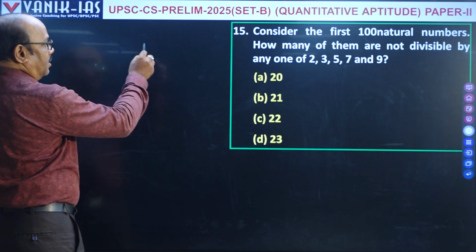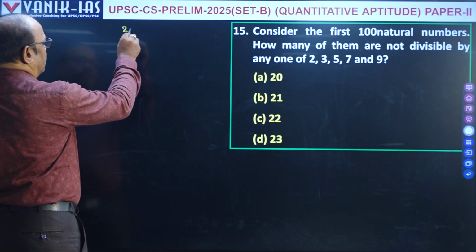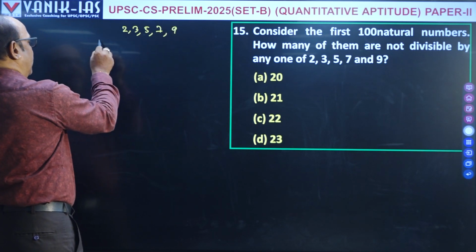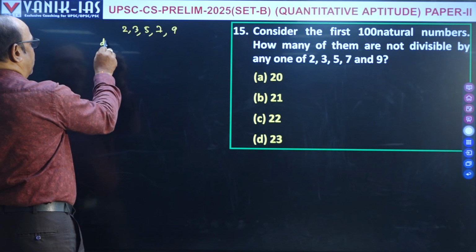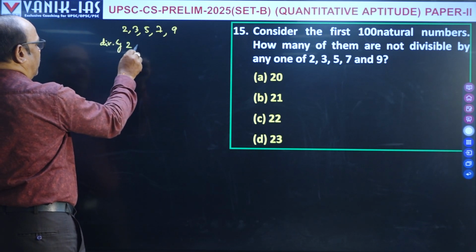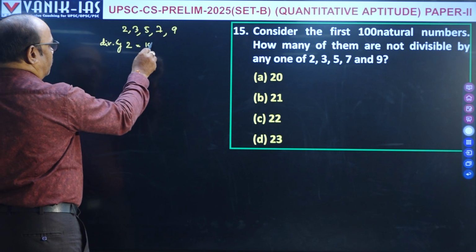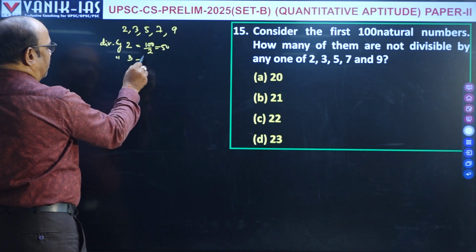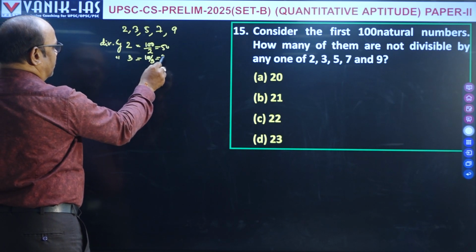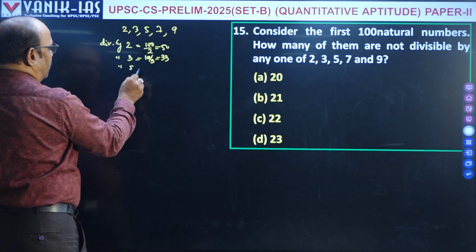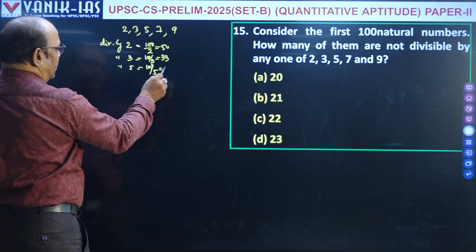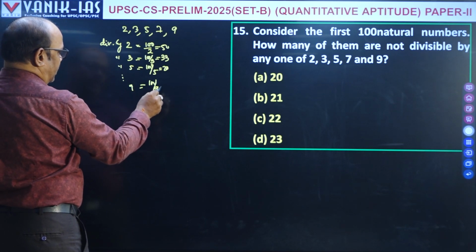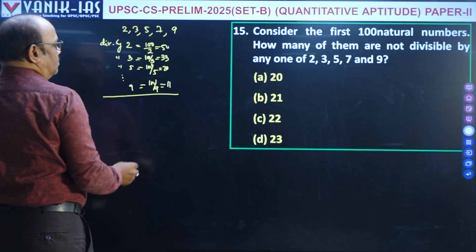So in a question like this, divisible by 2, 3, 5, 7 and 9. First find out how many numbers are divisible by 2. So 100 by 2, and that is equal to 50. Similarly find out divisible by 3. 100 by 3, 33. Divisible by 5, 100 by 5, that is 20. Like this up to 9. 100 by 9, that is 11.